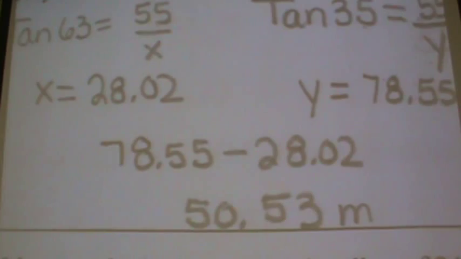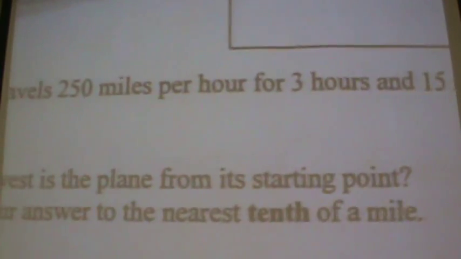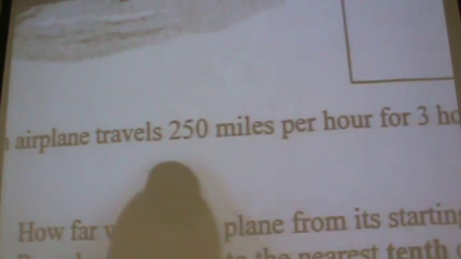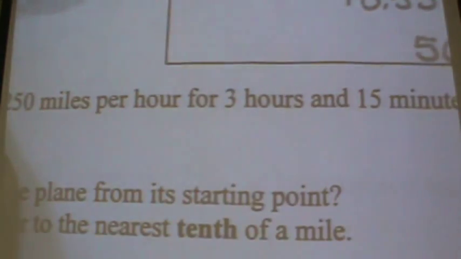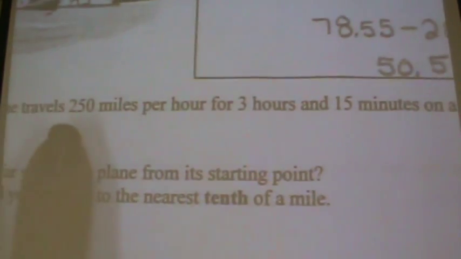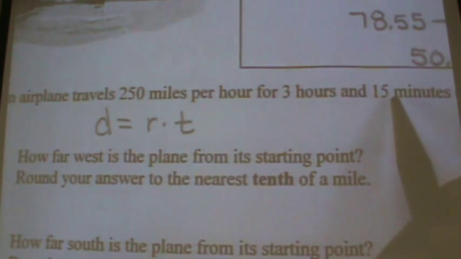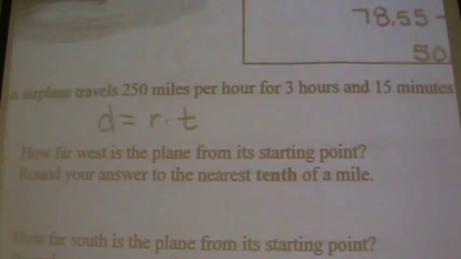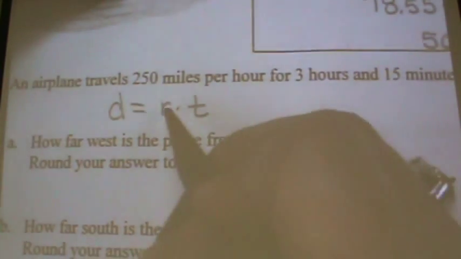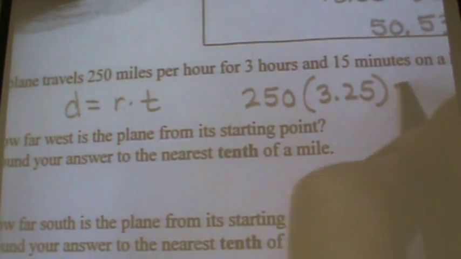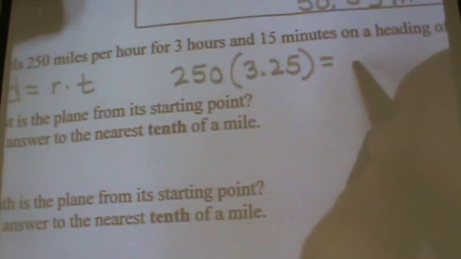And the last question comes from your homework, the heading problem. An airplane travels 250 miles for 3 hours and 15 minutes. So how do you find that distance? Distance is equal to rate times time. Well, we need to convert 15 minutes to a fraction. How do you convert 15 minutes into a fraction? 15 over 60 is 0.25. So the rate is 250 times 3.25. Your distance is 812.5.